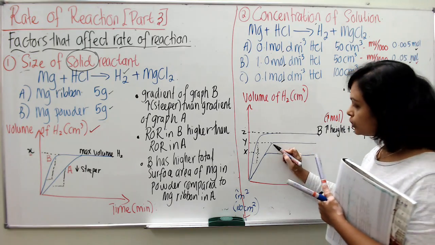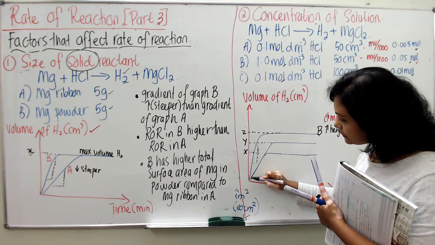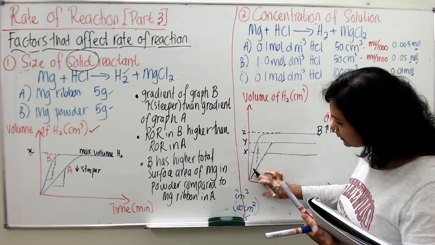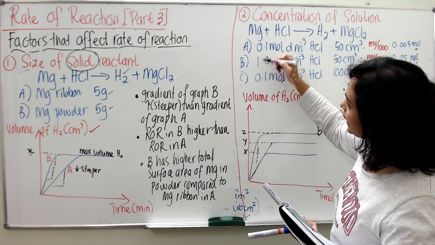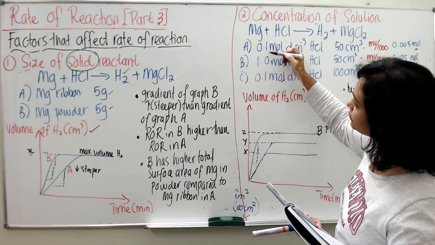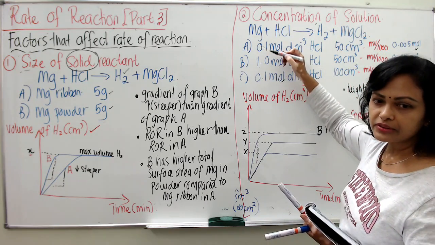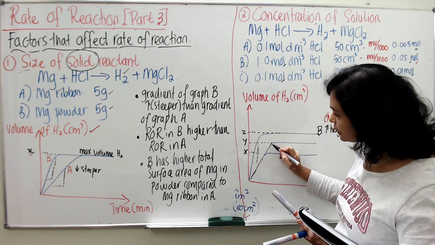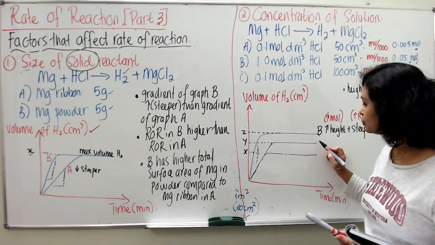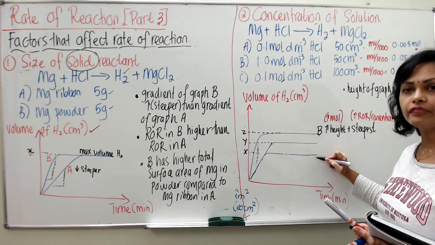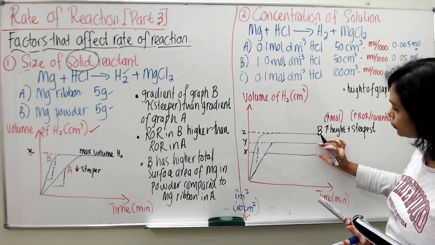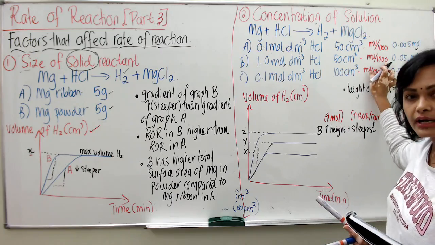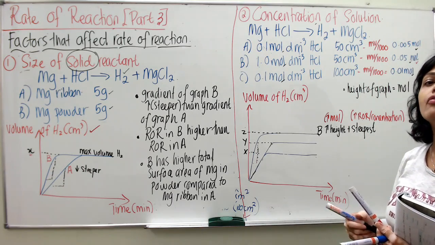Now let's go to these two graphs. Can you see that they share the same gradient? Since they share the same gradient, it might be A and C. Can you see they have the same molarity? Since they have the same molarity, you can say that they share the same gradient. But you can find that the height of the graph is different. So in order for you to find which belongs to which, you look at the calculation of MV over 1000, which is the amount of mole.